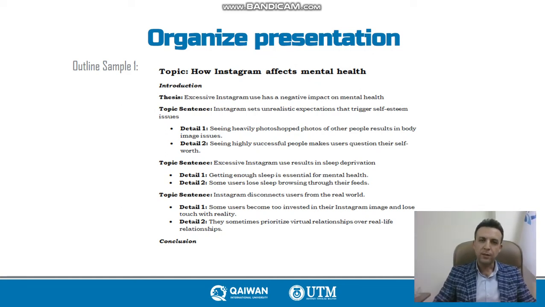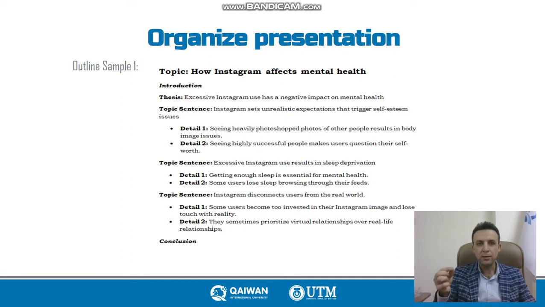Well, in this slide, you can see one outline sample. Look, this is an outline of an essay that talks about this topic: how Instagram affects mental health. That means this is the outline of an essay on this topic. First we have the introduction, and in the introduction we have the thesis, which is the most important sentence that expresses the whole idea of the text. The thesis is this: excessive Instagram use has a negative impact on mental health.